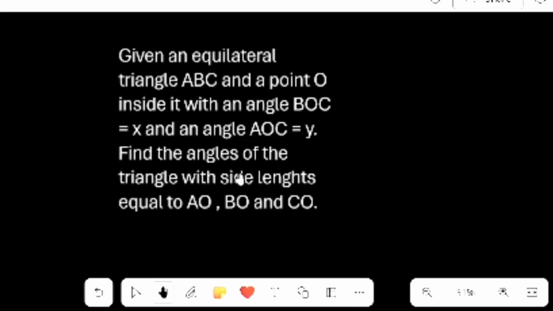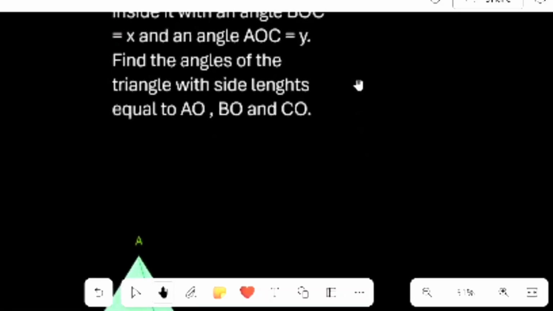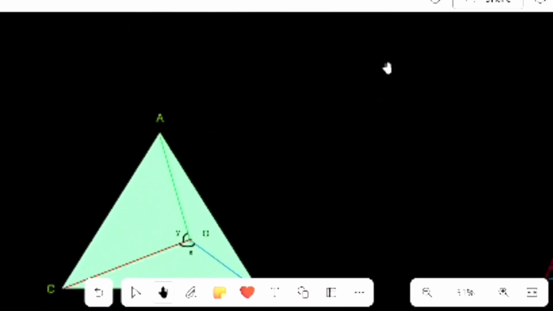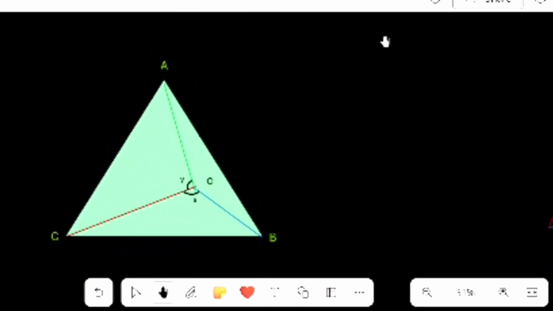Hello, everybody. Today we are going to solve a very beautiful problem known as the Coffin problem. It states that given an equilateral triangle ABC and a point O inside it, with angle BOC equals X and angle AOC equals Y, find the angles of a triangle with side lengths equal to AO, BO, and CO. Now, if we move down there, this is what the question is trying to say.